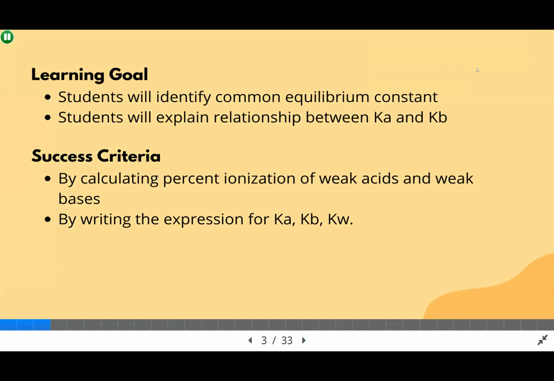For the learning goal and success criteria, students will identify common equilibrium constants and explain the relationships between Ka and Kb by calculating percent ionization of weak acids and weak bases and writing the expressions for Ka, Kb, and Kw.